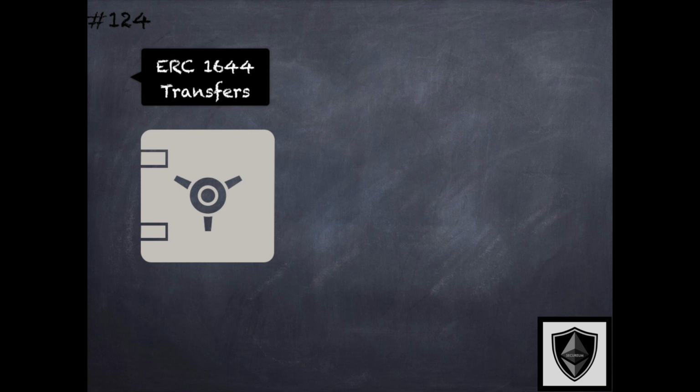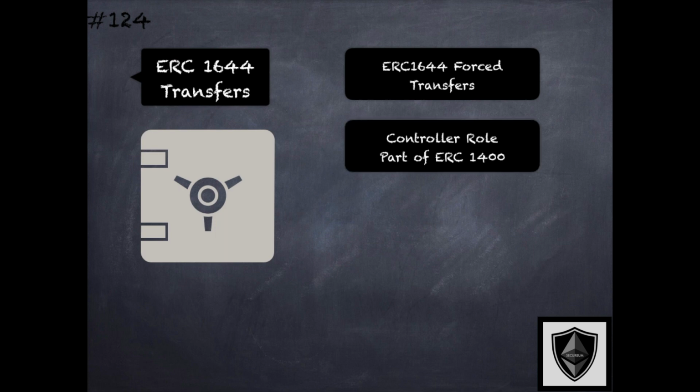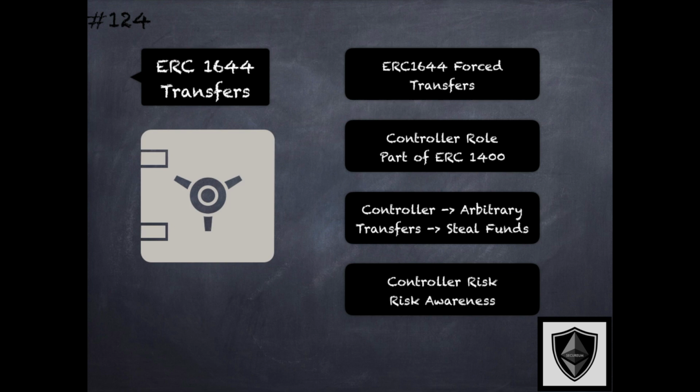A related token standard to 1400 is ERC 1644 that allows the concept of forced transfers that we just discussed. And this is again in the context of a controller role, which is a trusted actor in this standard that is allowed to perform arbitrary transfers of funds to arbitrary addresses. And this, as you can imagine, if malicious or compromised, can steal funds. So in this ERC standard, there is a risk from the controller address that needs to be kept in mind.